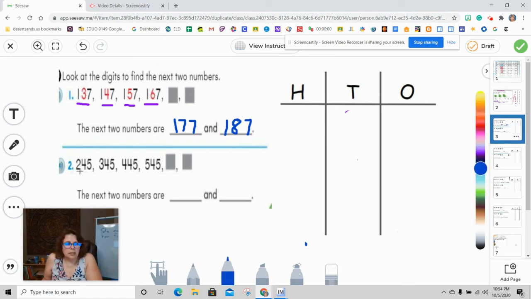Okay, so again, I have 245, so I write 245 on my whiteboard. It's always good to use HTO, guys. This will allow you to see the digit that is changing. 345, 445, 545.